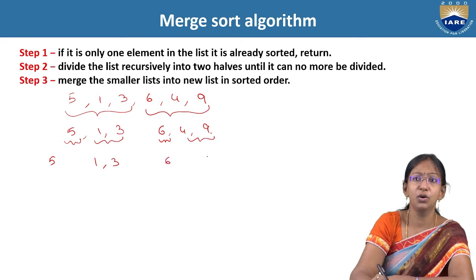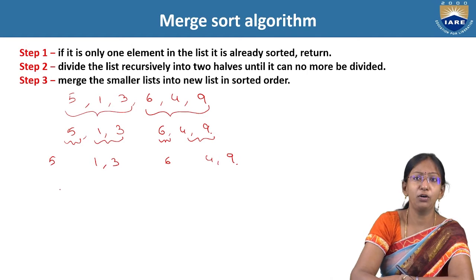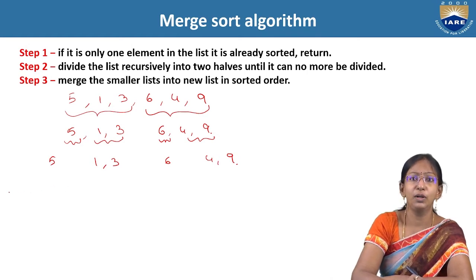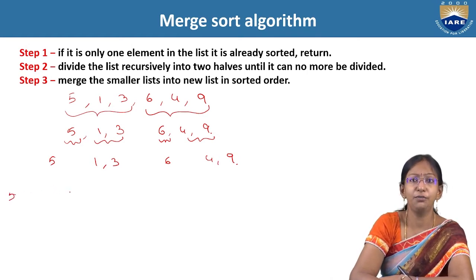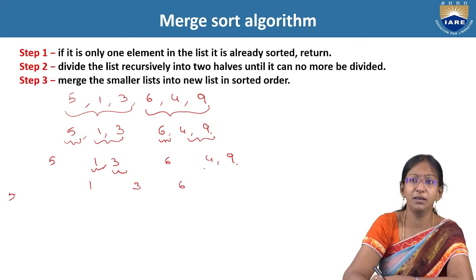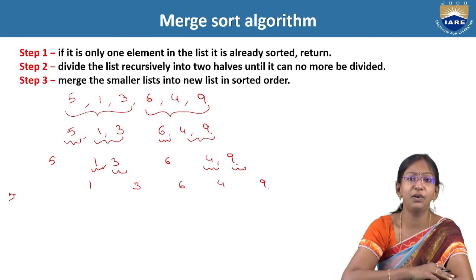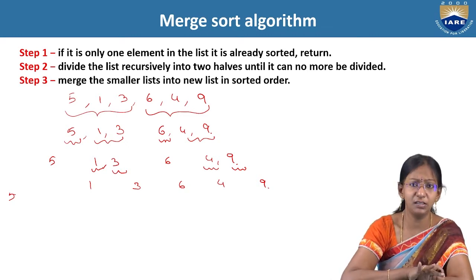5 is a single element which you cannot divide further, so bring it down, followed by 1 and 3, which can be further divided into 1, 3. 6 cannot be divided, so bring it down. That is it for the next step. 4 and 9 can be further divided. So if you look at the structure, you have divided the whole list into pieces.